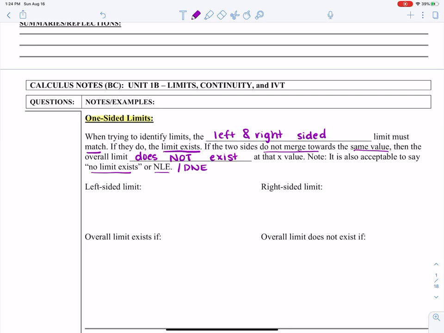So the way that I would explain this is, let's say that Coach Simino gets in her car and she drives towards San Antonio, but I get in my car and I drive towards San Marcos. Now, one side is going to San Marcos and the other side is going to San Antonio. And because we're not headed in the same direction, our limit overall does not exist.